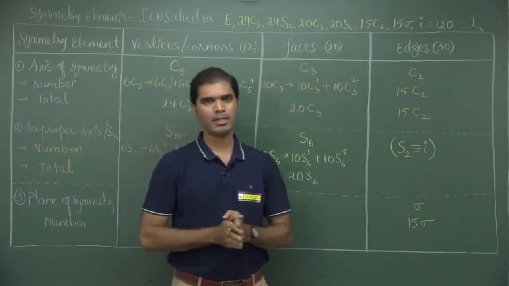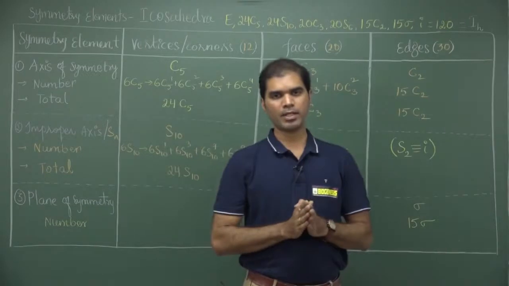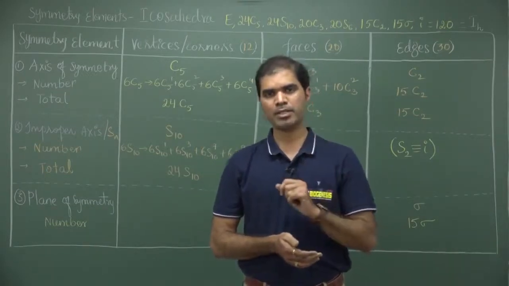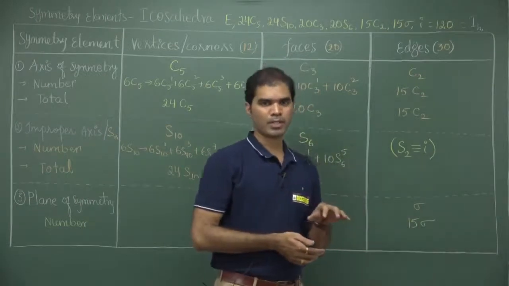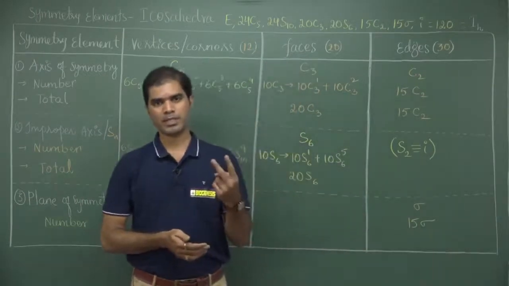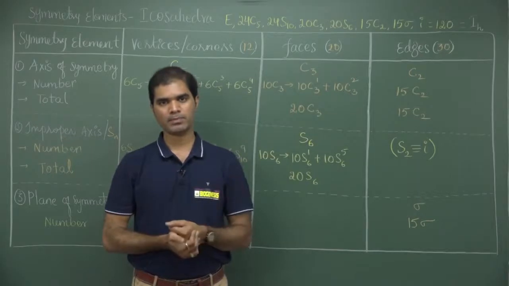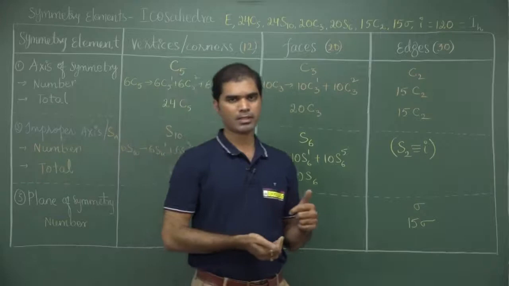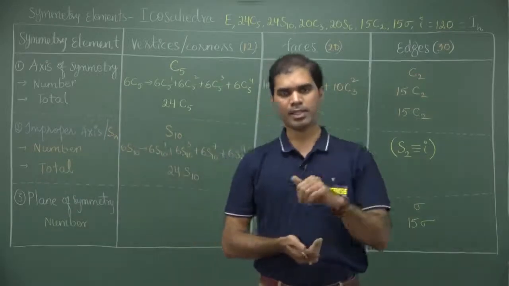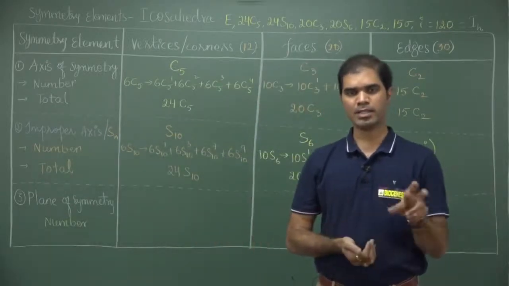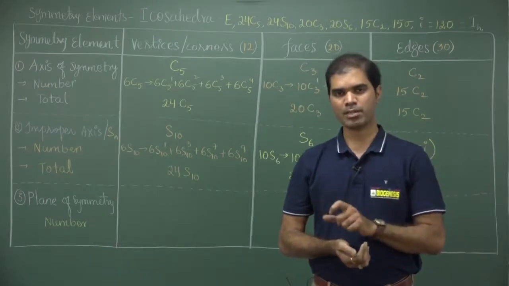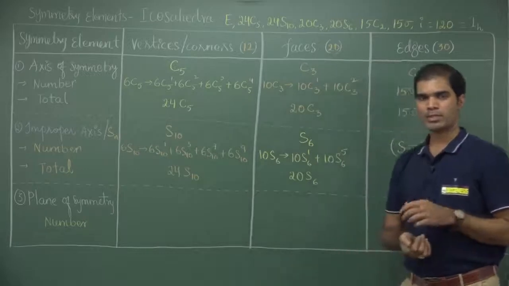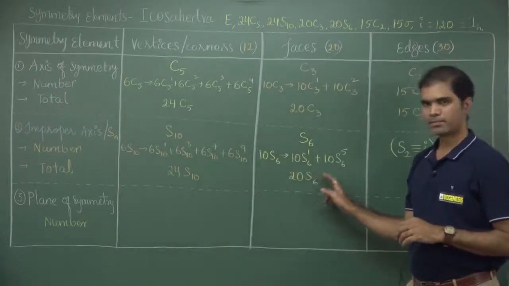Vertices are completed. Then come to the faces. There are 20 triangular faces falling in 10 pairs. From each pair of opposite triangular faces, C3 is possible. Since there are 10 opposite triangular faces, 10 C3s are possible, each of which will generate 2 symmetry elements, C3^1 and C3^2. So 20 C3s are possible altogether. Collinear to C3 is S10, not S10, S6. Collinear to C3 is S6. Since there are 10 C3s possible, 10 S6 are also possible. Each S6 will generate 2 symmetry elements, S6^1 and S6^5. So altogether there will be 20 S6.